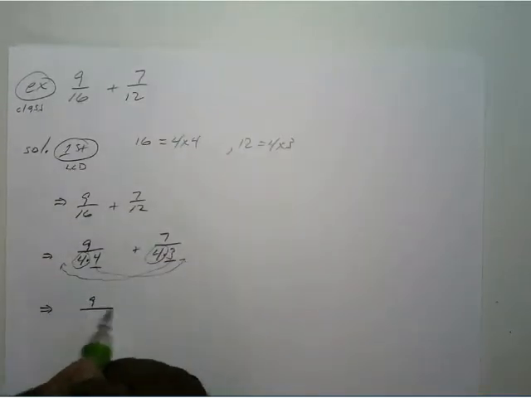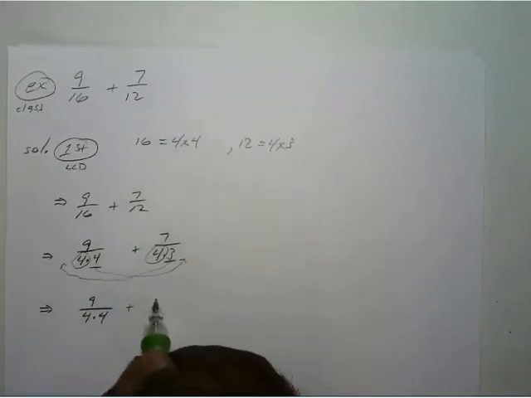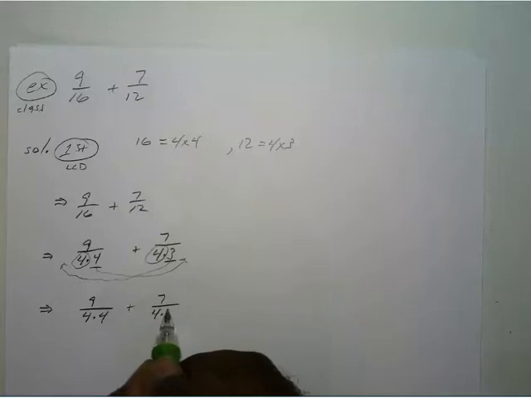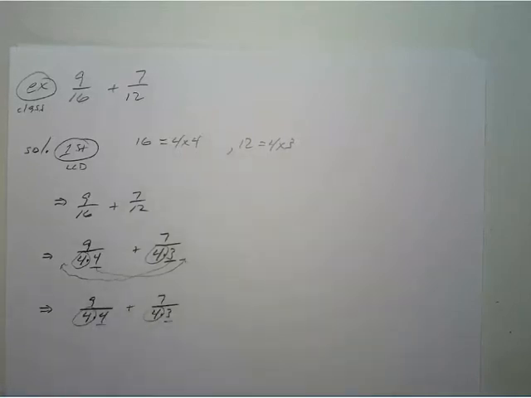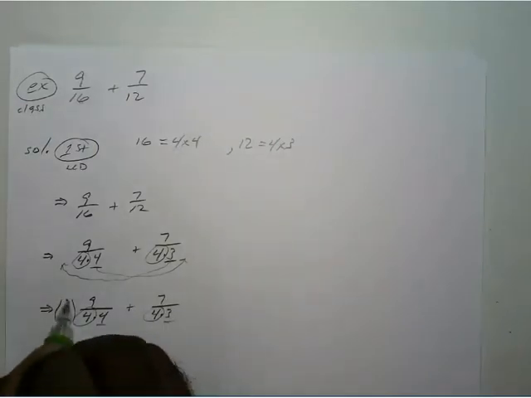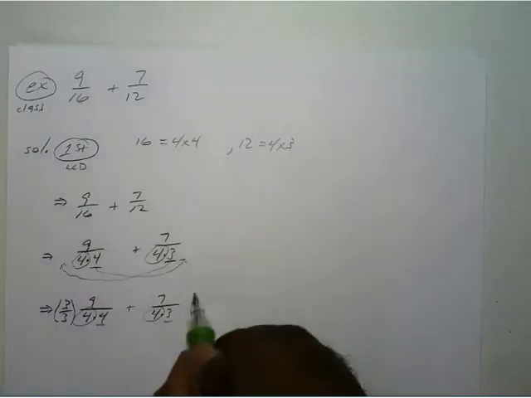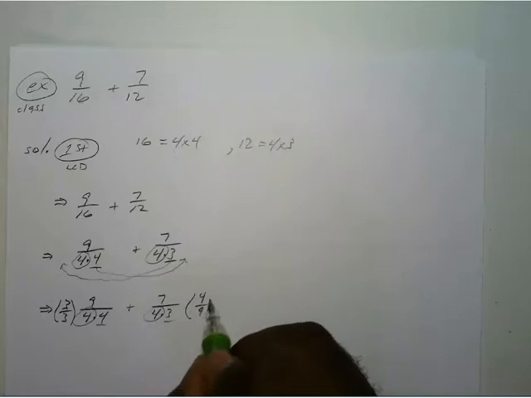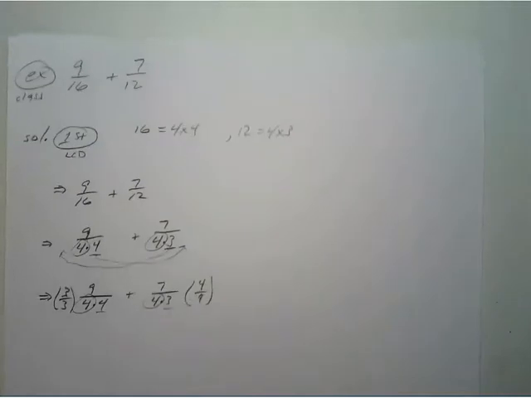So we have 9 over 4 times 4 plus 7 over 4 times 3. And again, remember, those were circled and those were underlined. So this 3 is multiplied over here. So we're going to multiply this by 3 over 3. And this 4 is underlined, so we're going to multiply it over here. So we have 4 over 4. Then we just multiply it across.